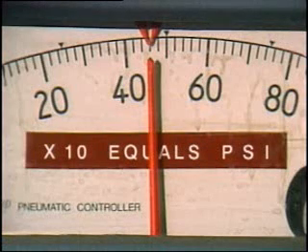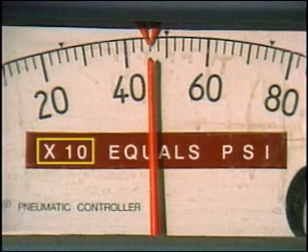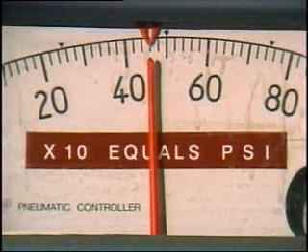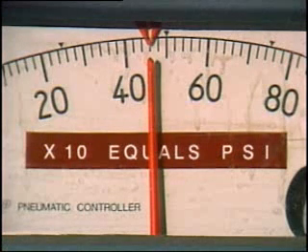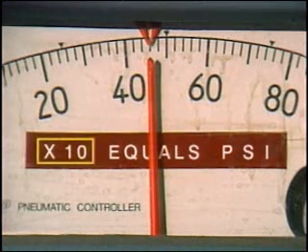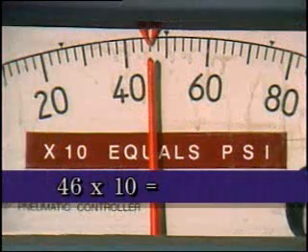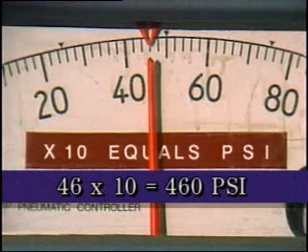Another consideration to keep in mind when reading an instrument is whether or not the instrument has a multiplication factor. Multiplication factors are used so that very large values can be indicated without having to show all of the digits. For example, the pointer on this pressure instrument appears to be indicating about 46 pounds of pressure, but the instrument has a multiplication factor of 10. So the actual pressure reading is 46 times 10, or 460 pounds per square inch.